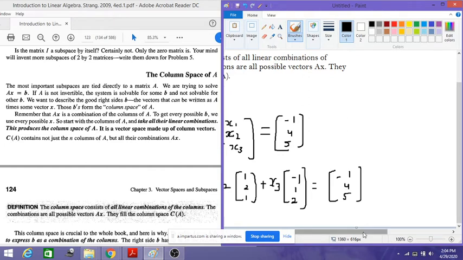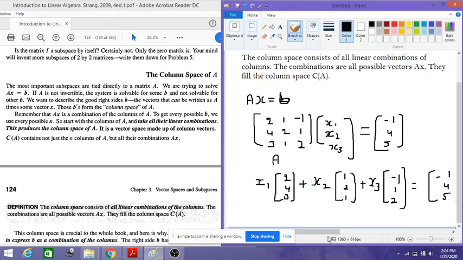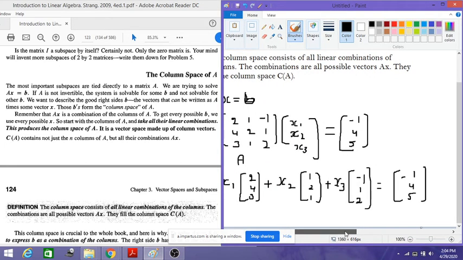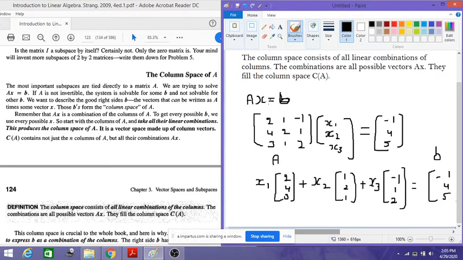If we write this, and all these column vectors are in some space or in some plane, then this vector b should also be in the same plane. Then we can solve this equation, Ax equal to b. If it is not in the same plane, then we cannot solve this equation. That is what this definition means.